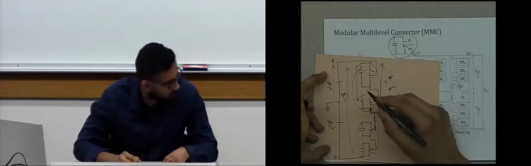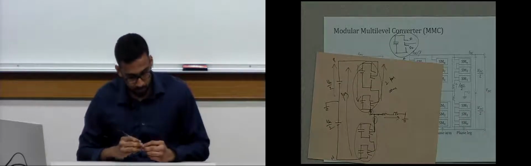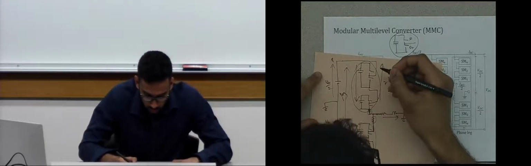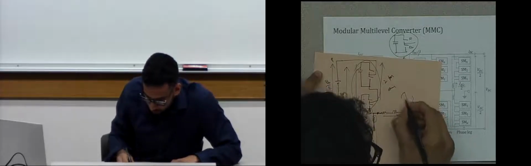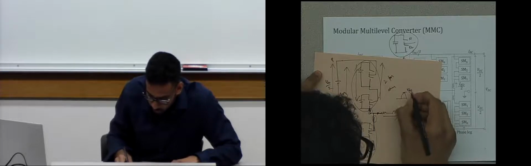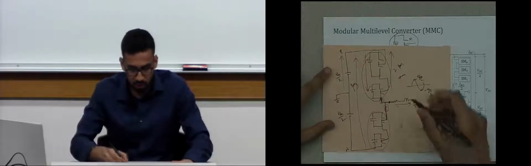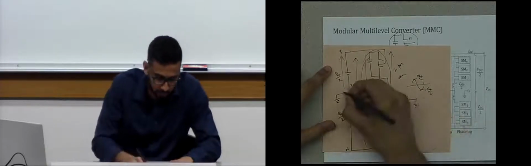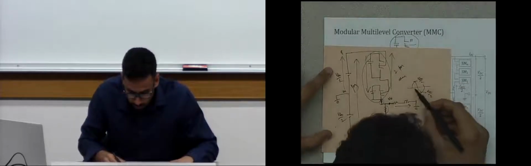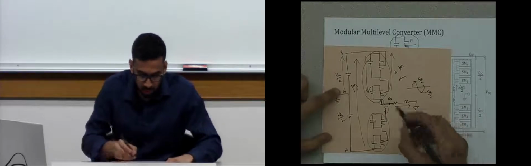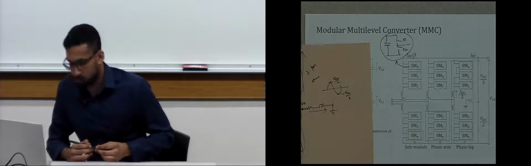Yeah, I need to talk about this before I go into simulation. So, okay, we need an output of, say, VDC over 2 and minus VDC over 2 at the output here, VO with respect to ground. So we need a sinusoidal voltage of VDC over 2 to minus VDC over 2, and each submodule, okay.